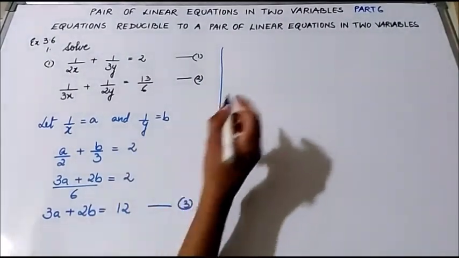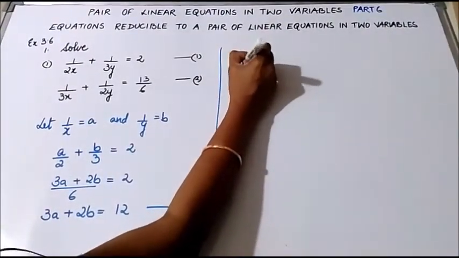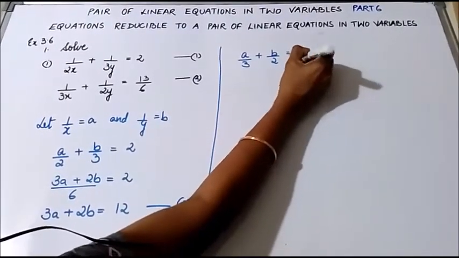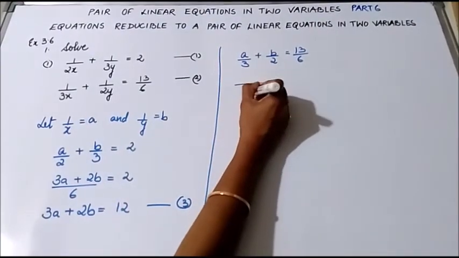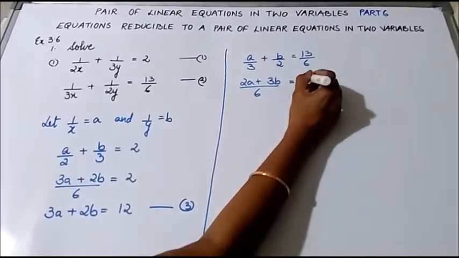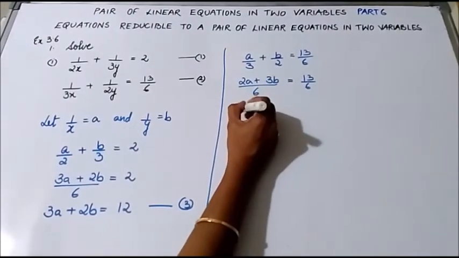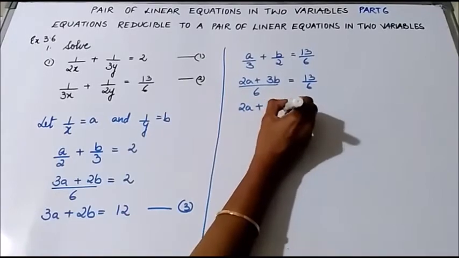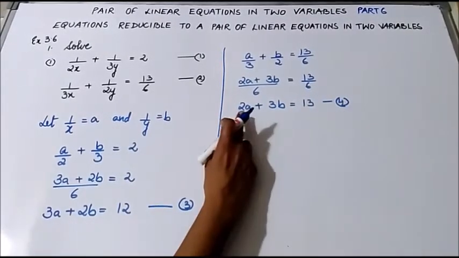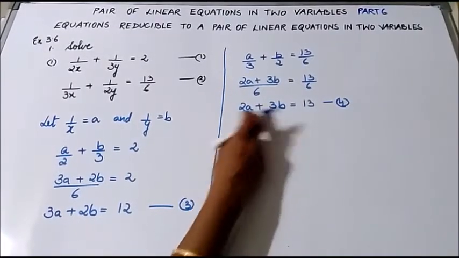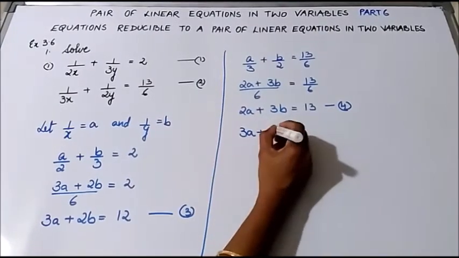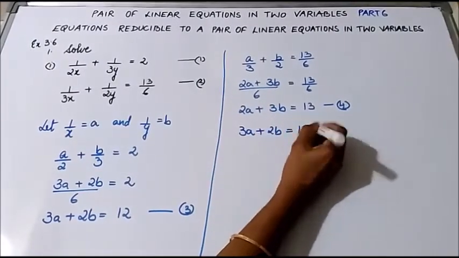What does the second equation become? It becomes a by 3 plus b by 2 is equal to 13 by 6. Again, let's simplify it. In the numerator we get 2a plus 3b, and this will be equal to 13 by 6. Here we get 2a plus 3b is equal to 13. This is equation 4. As you can see, this is also a linear equation in two variables, the variables being a and b. Now let us solve equations 3 and 4 by elimination method.